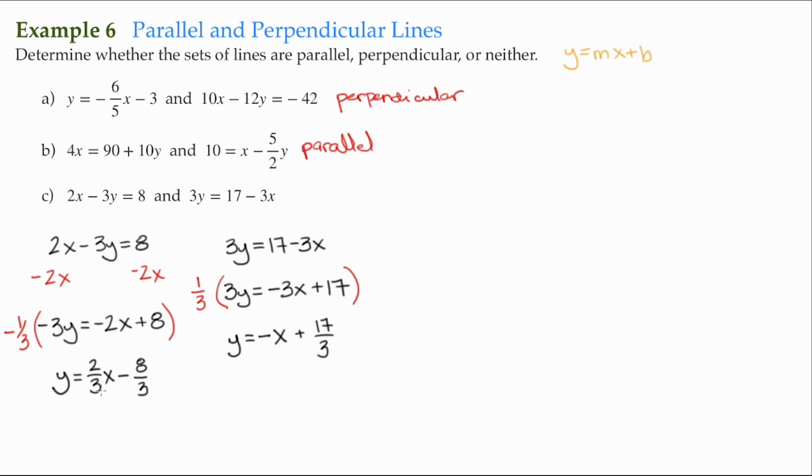So here we have a slope of 2/3. And here we have a slope of negative 1. So these slopes are not opposite and inverses of each other, and they're not the same. So that means that these two lines, 2x minus 3y is equal to 8, and 3y is equal to 17 minus 3x, are neither parallel nor perpendicular. So I'm just going to put down neither. And I think we have it. There you go.